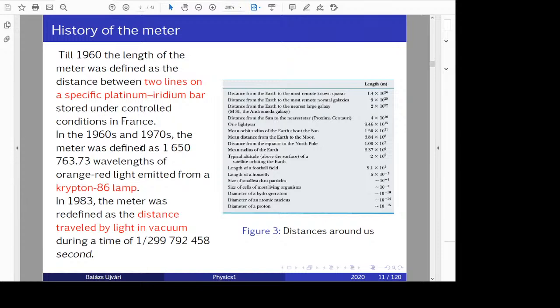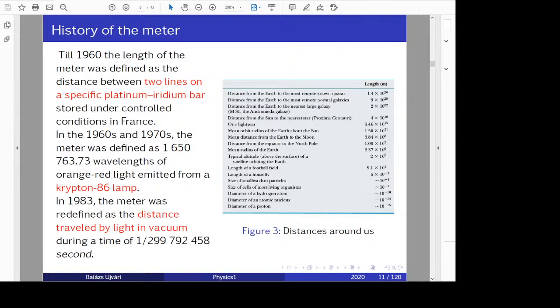So therefore, they said the meter is this: if you can measure the orange-red light wavelengths from a krypton 86 lamp, and multiply it with this number, this is the meter. It seems to be complicated, but technically it's easier because anywhere in the world, in the lab, you can have this krypton lamp.